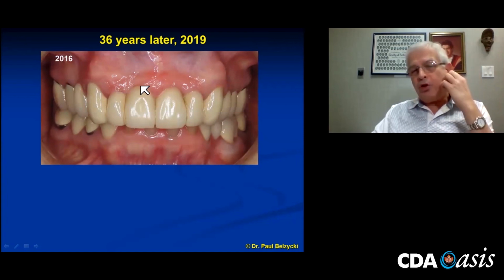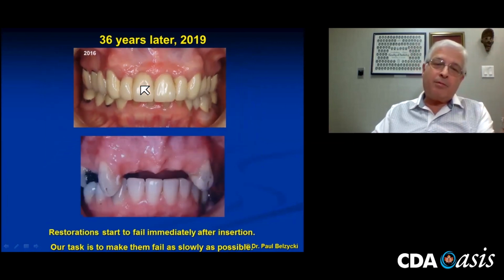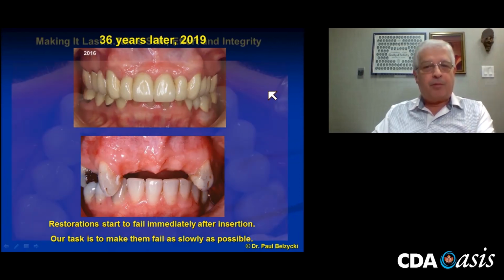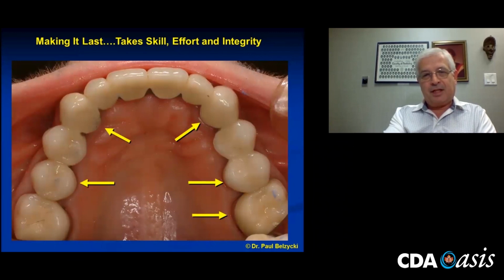So if I'm going to use a new technology, that new technology has to give me this. And that's why I'm still doing it old school, because restorations start to fail immediately after insertion. And my task is to make them fail as slowly as possible so that there's the hope the patient fails before the bridge work does. This bridge has been in place for near 40 years. And it's underpinned by those 5 teeth.